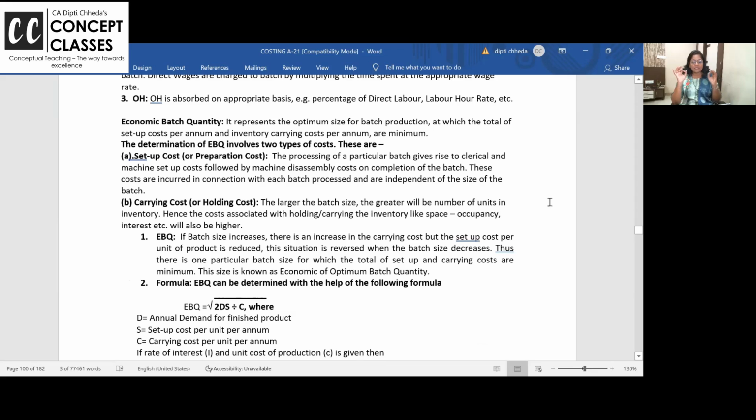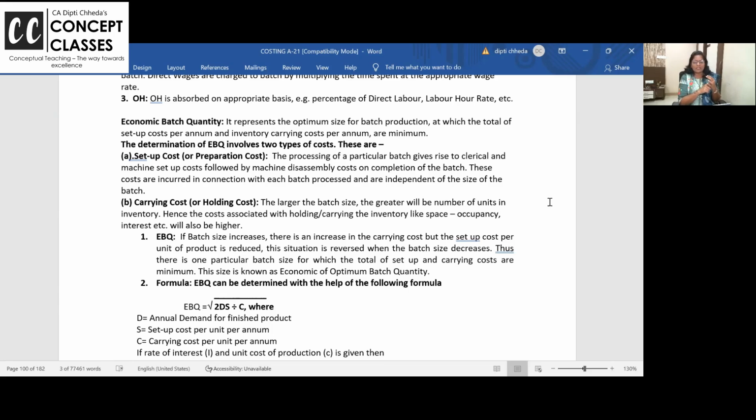What should be the suitable batch size? Now, your batch size is like your lot size. The same concept you have studied in EOQ, economic order quantity. How much material should I order? Should I order all the material at a time? Then I have to hold the material throughout the year, so inventory cost, maintenance cost, godown cost, interest cost. Same way here.